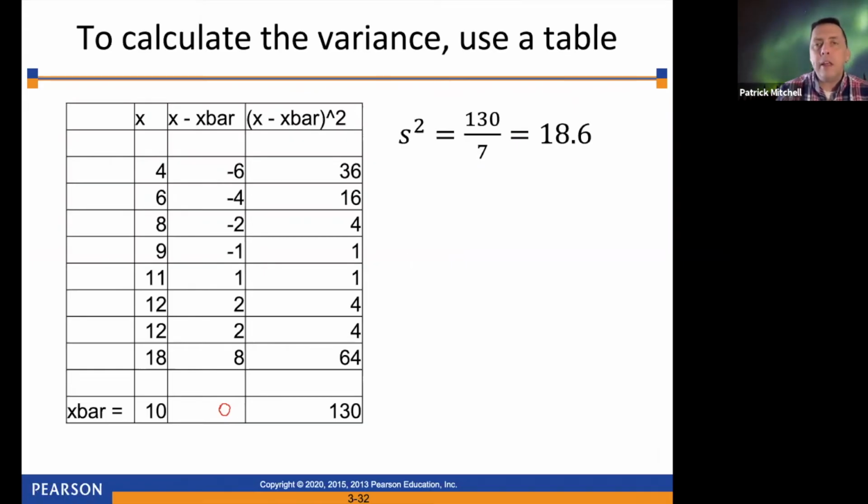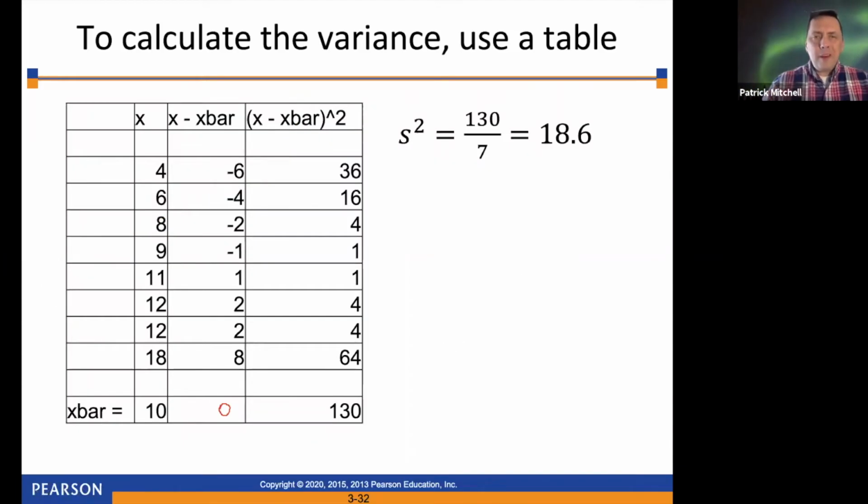Now, let me just say this. Sometimes the mean will come out to a decimal. Oh dear, I lost track of my mouse. Here's a trick for finding my mouse. Okay, there we go. Let's undo that last drawing. There we go.